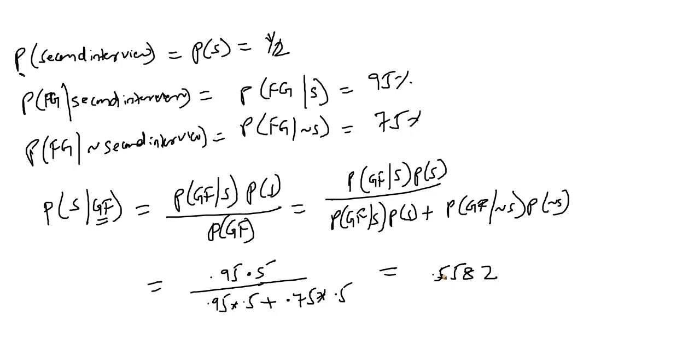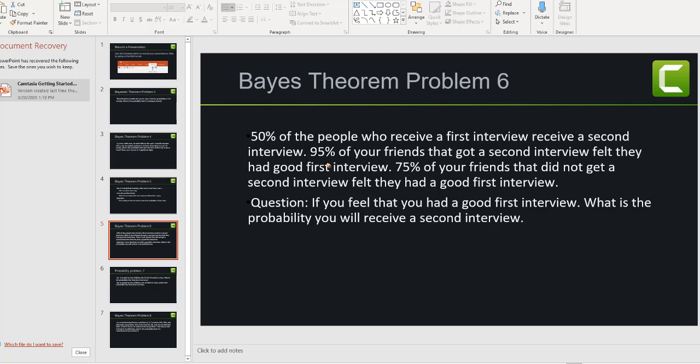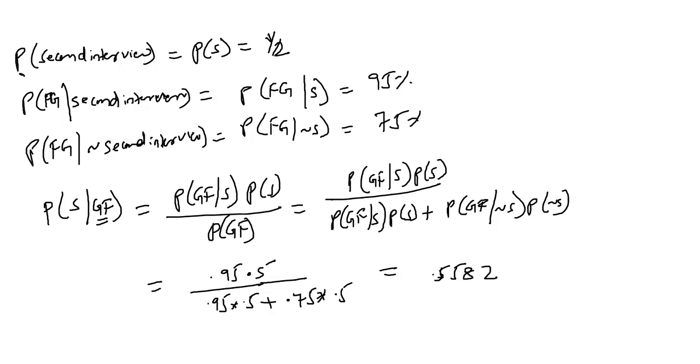0.5582. This is the probability. So one question is, the interviewer is actually telling you about your friends. 95% of your friends got a second interview and 75% of them failed. It doesn't necessarily mean you are like your friends, but you can make an assumption that you are like your friends, and you can substitute those values in there. That is something you can specify during the interview if you have one, but essentially this is the way you can solve it.